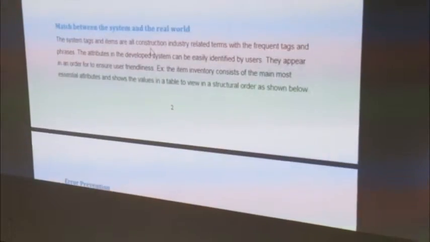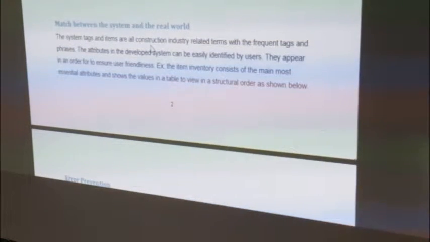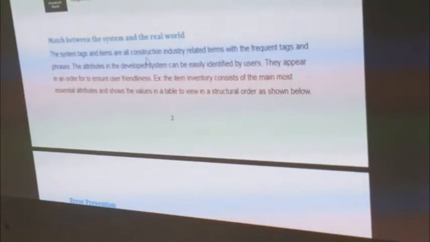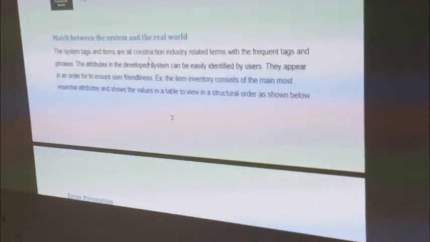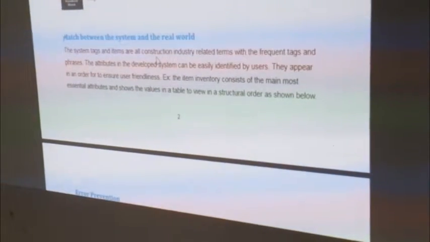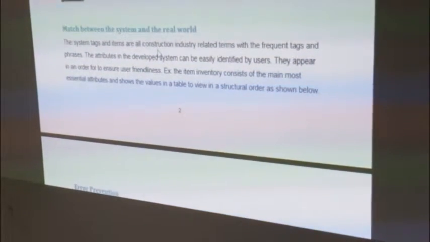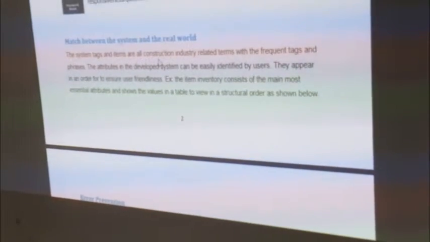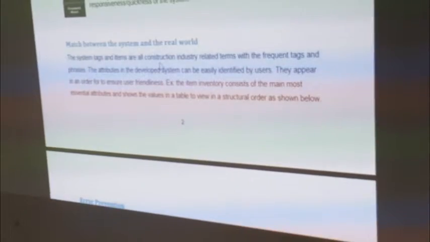And the match between the system and the real world. All these terms related to the system are frequently used terms in the construction industry, and they are implemented to ensure user friendliness. For example, item inventory and all the attributes are essential to the structural view of the table in the real world.